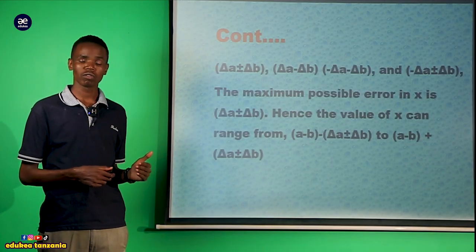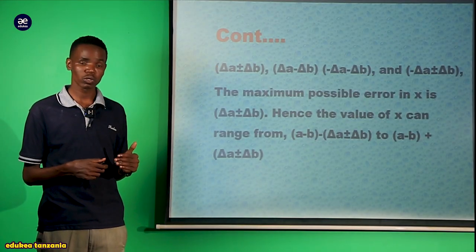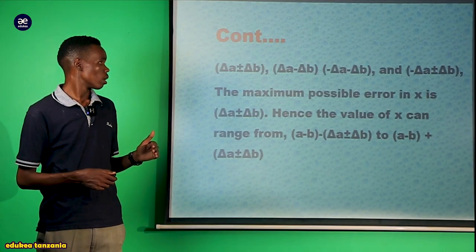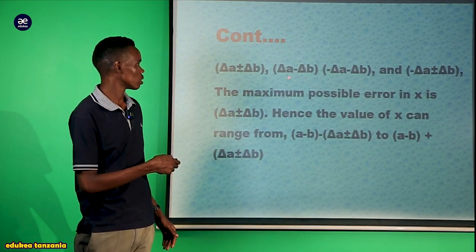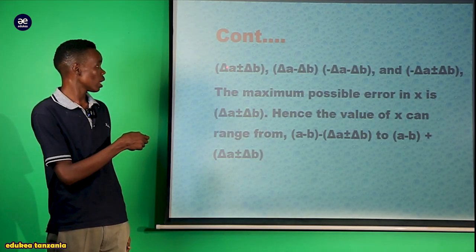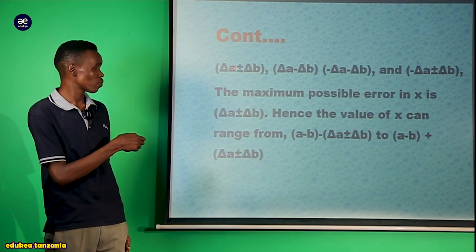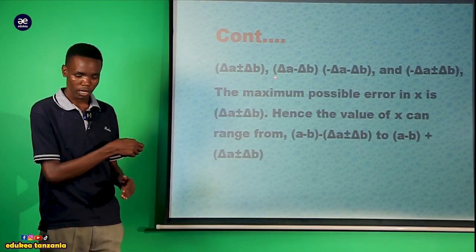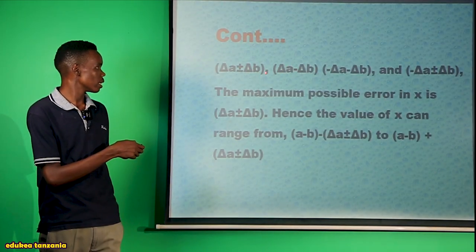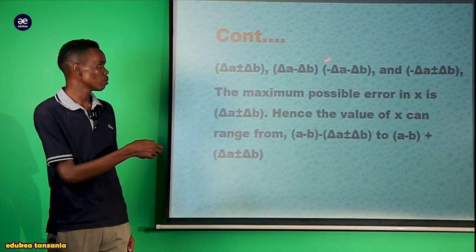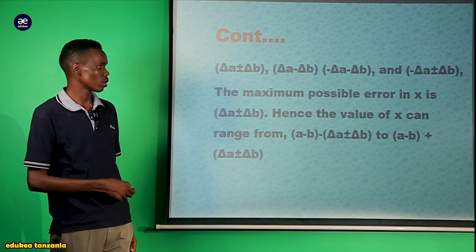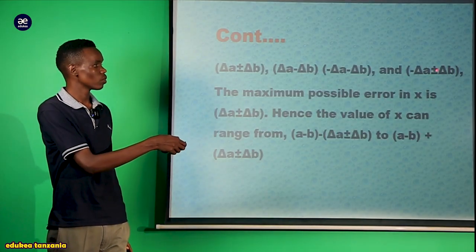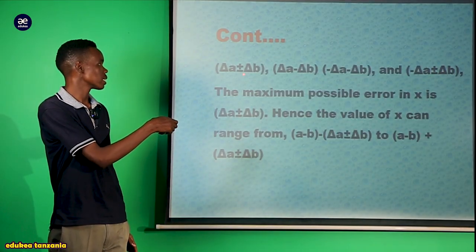We have the absolute error of a plus or minus b. It means the change of a plus this change of b will be the first. The second will be this one. The third will be this one. The final will be this one, my dear student. This is not a plus or minus. There is the negative here. Here there is the positive.